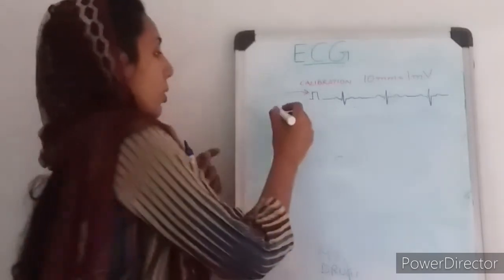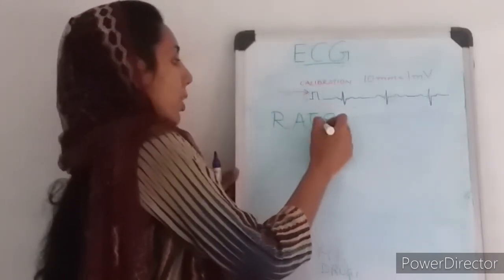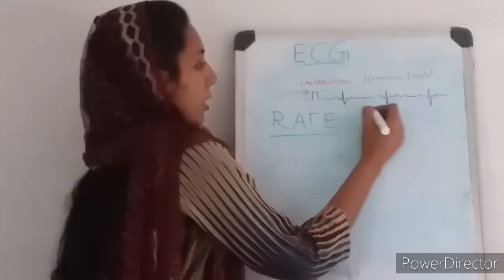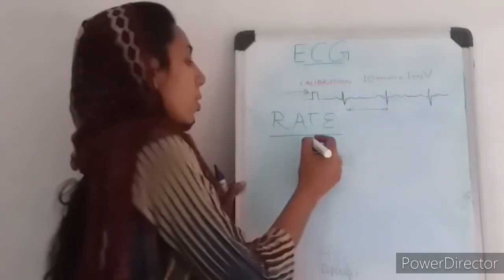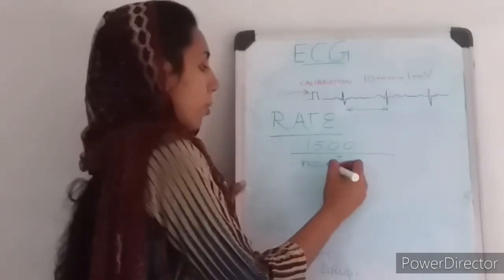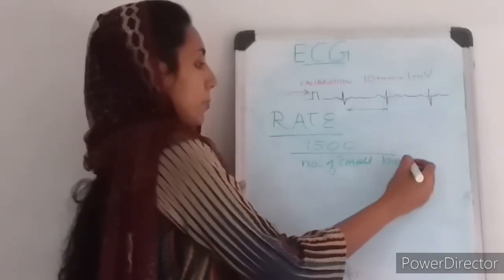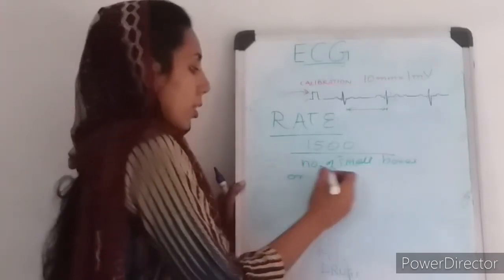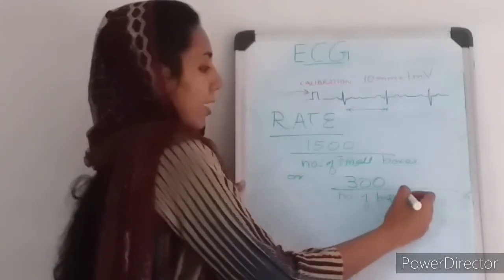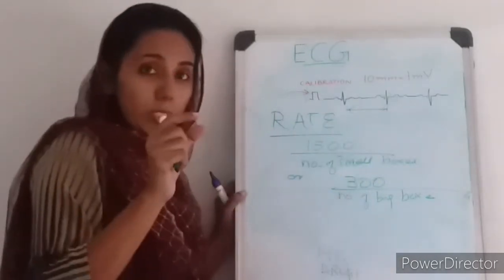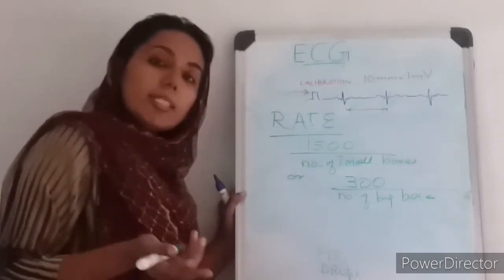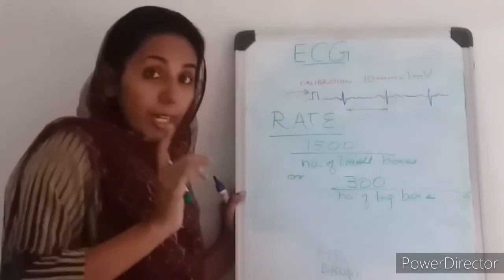First thing is we have to find out the rate. How will you calculate the rate? For that, this is from the RR interval. If the rate is regular, there is one formula: 1500 divided by the number of small boxes, or 300 divided by the number of big boxes between the R waves. Suppose there are only 5 big boxes, 300 divided by 5, it is 60 beats per minute, if it is a regular rhythm.